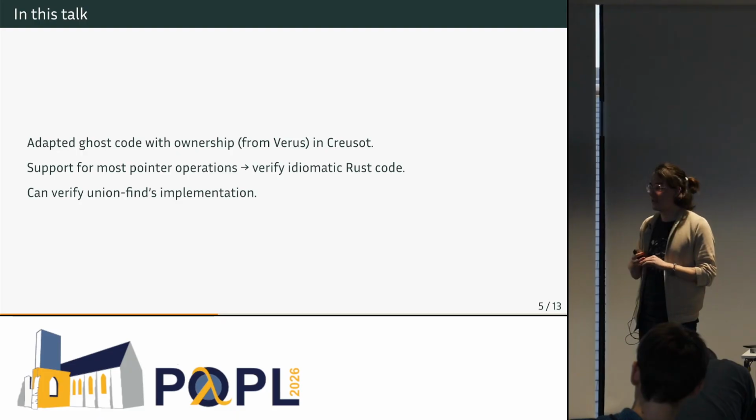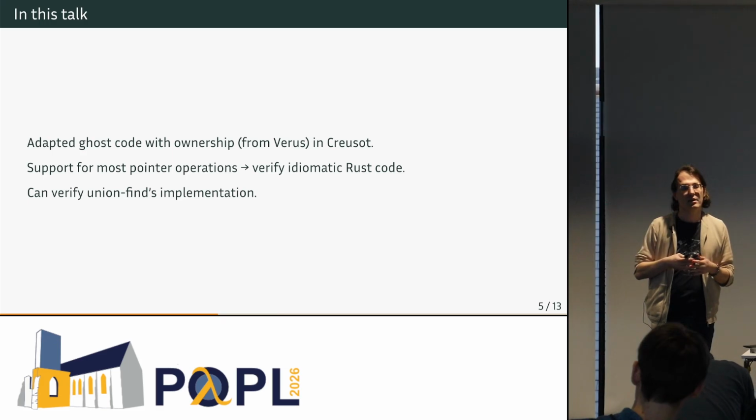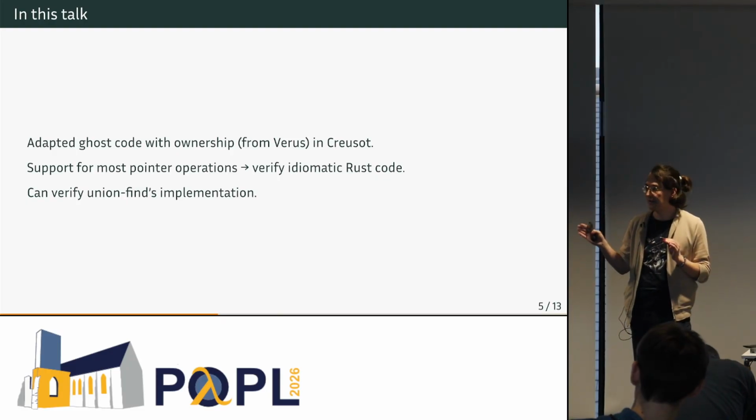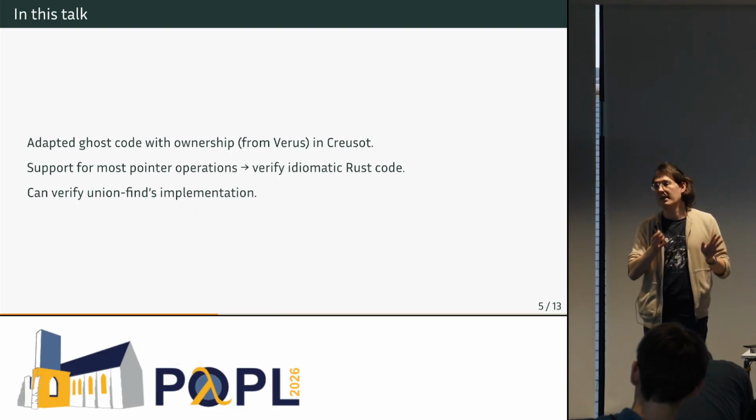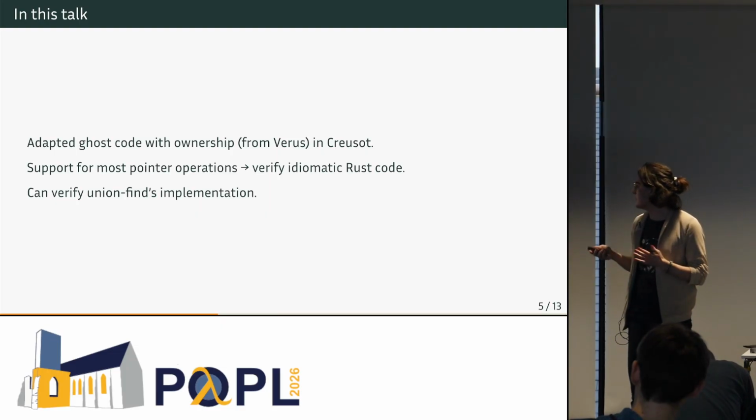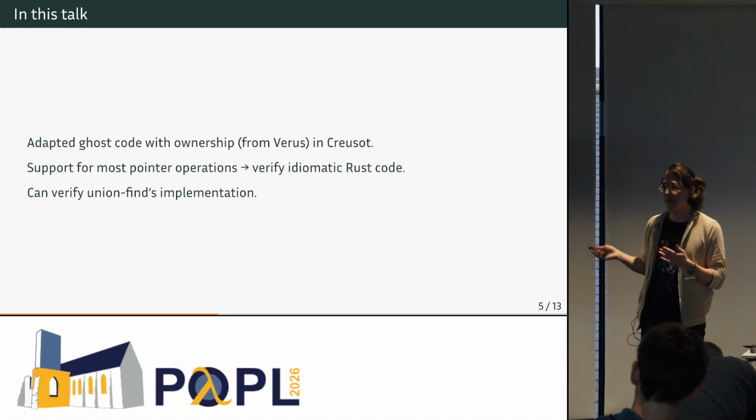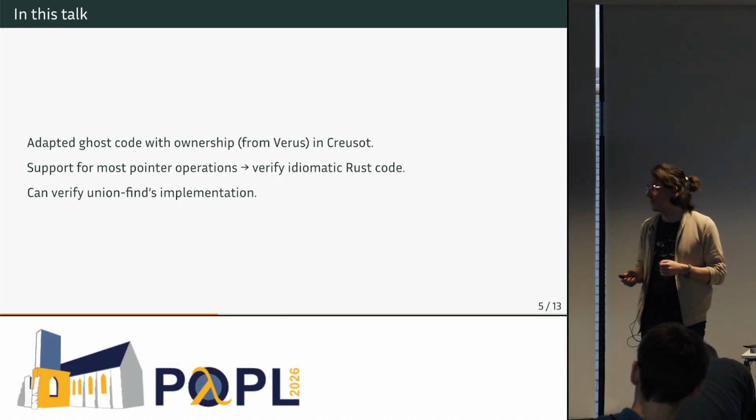In particular, we can support all the usual pointer operations. And so usually when you verify a program with pointers with Creusot, the ideal, and in this case what we will do, is only add ghost code. You keep all the other operations, and you add ghost code in the middle, and it should work. And in this case, we will see how to do union find with that.